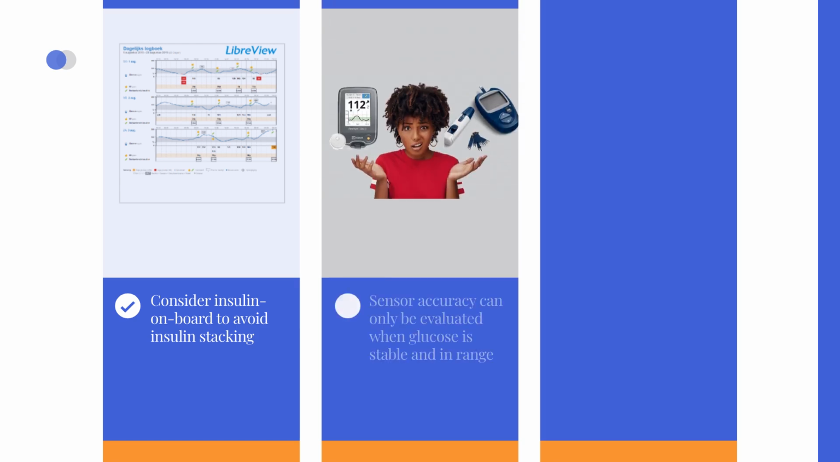A common surprise for many people is the significant difference between sensor readings and those obtained from a finger prick. It's essential to understand that a sensor's accuracy can best be evaluated at times when sensor glucose levels have been stable and within the target range. Several checks are required before concluding that a sensor isn't functioning properly.